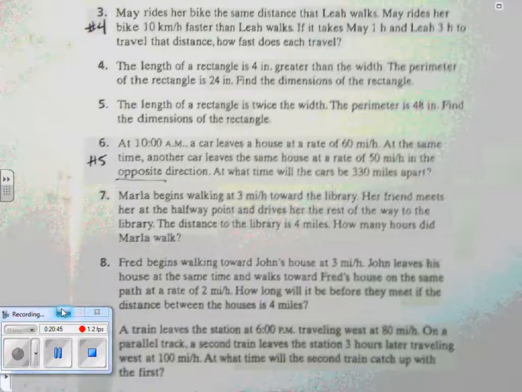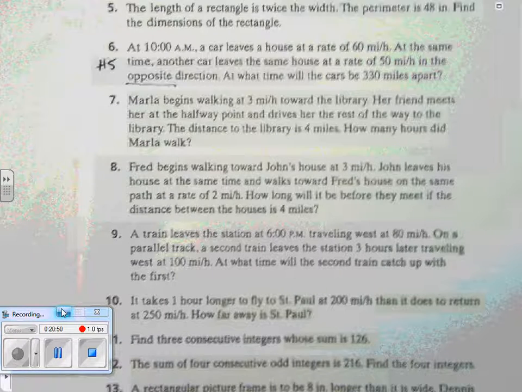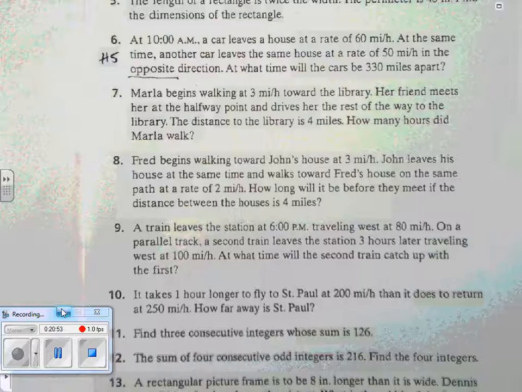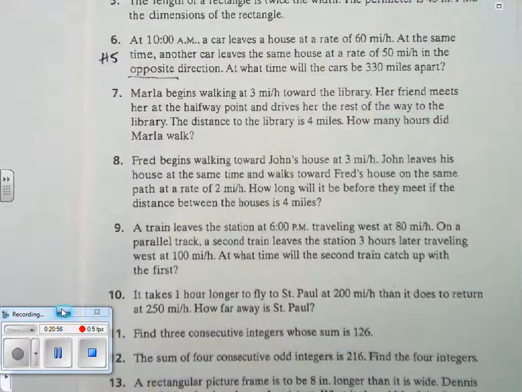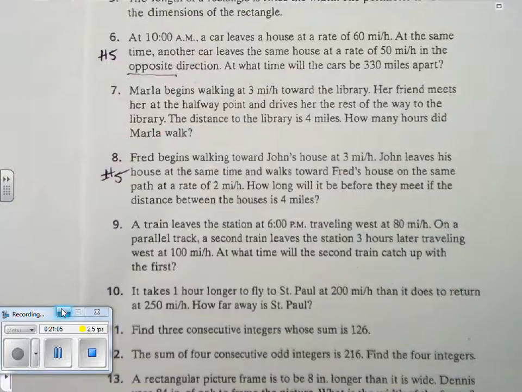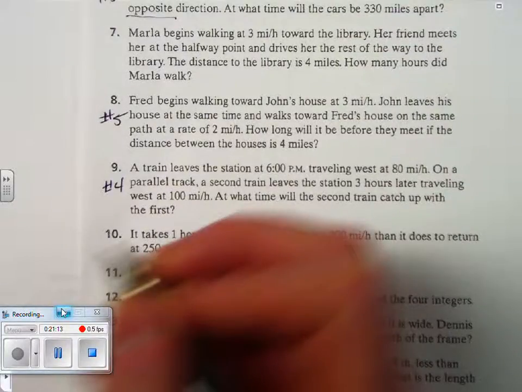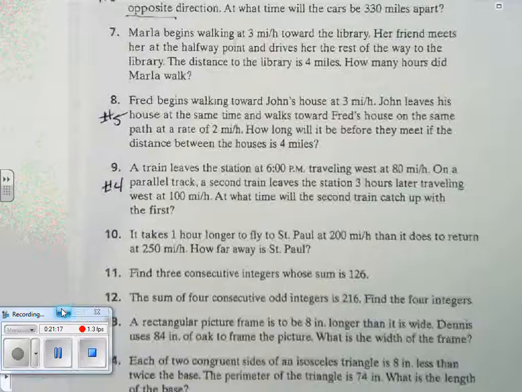Number 8. Same distance. Number 8 is example 5. Opposite direction. Number 9. Wait, isn't it the same? Yes, it is example 4. Some people should pay attention to their notes. And what about number 10? Is this example 6? It's a round trip.